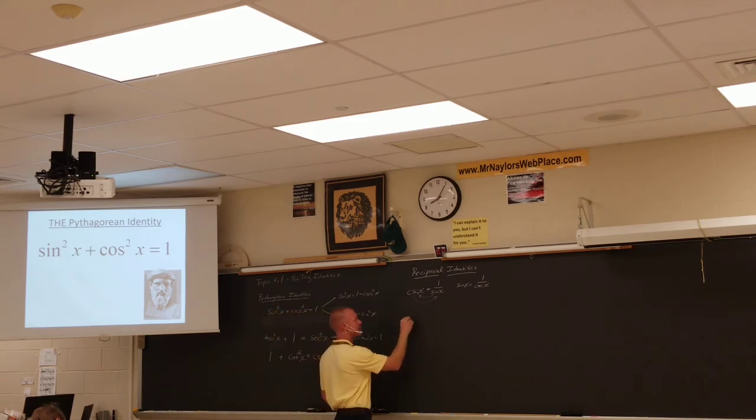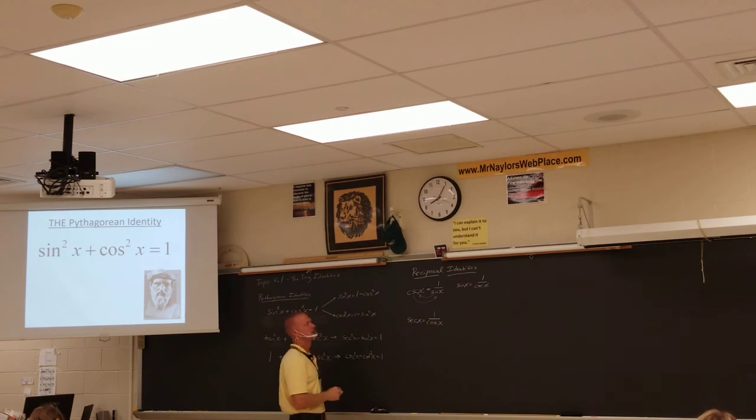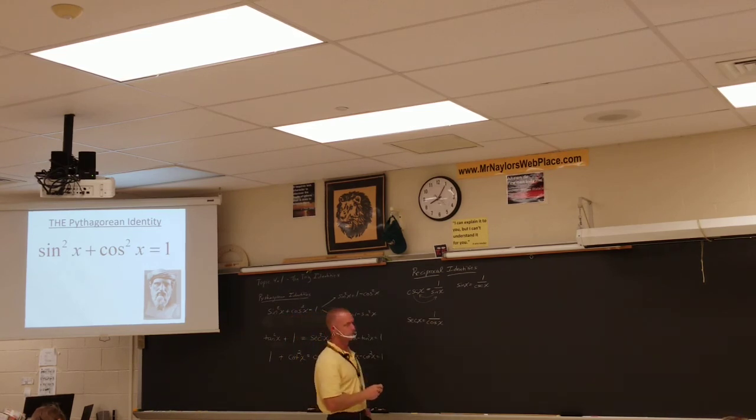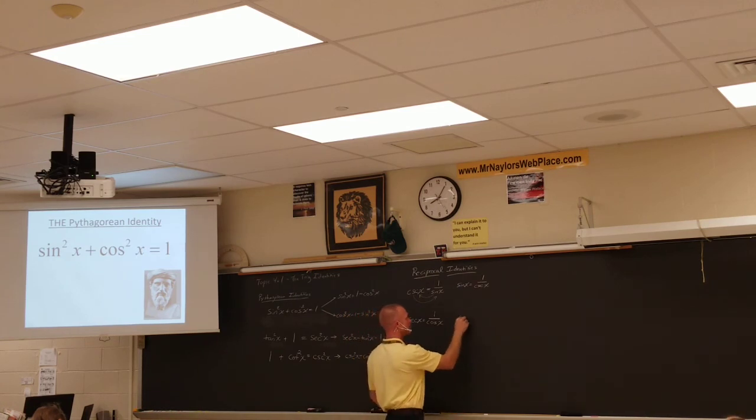But we also would have the secant reciprocal identity, secant equaling 1 over cosine. And then cosine, of course, is 1 over secant.